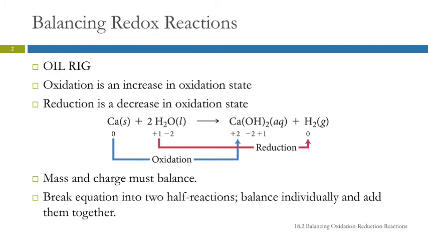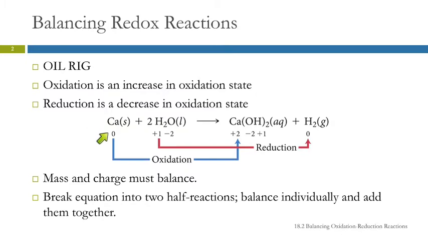Oxidation is loss of electrons, reduction is gain of electrons. Okay, another way to remember that is oxidation is an increase in the oxidation state, and reduction is a decrease or a reduction in the oxidation state. So, oxidation state going up or down. Here we're looking at this reaction between calcium and water. We can identify oxidation and reduction by looking at the oxidation states.